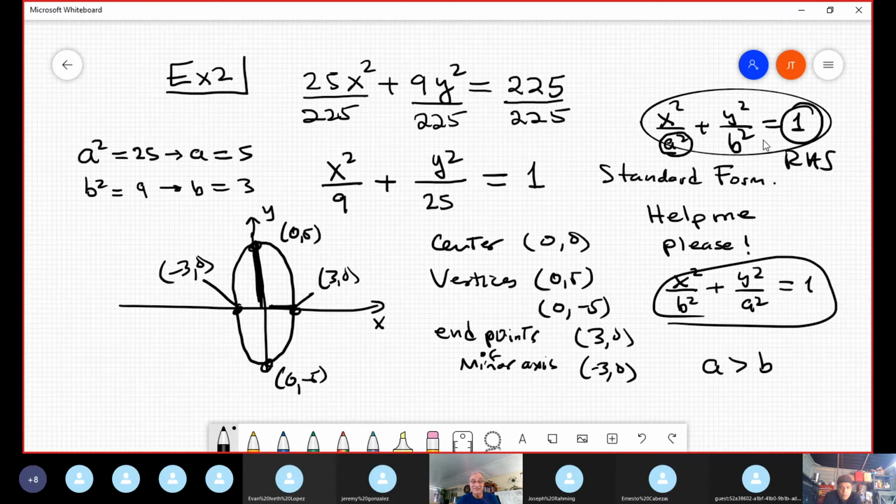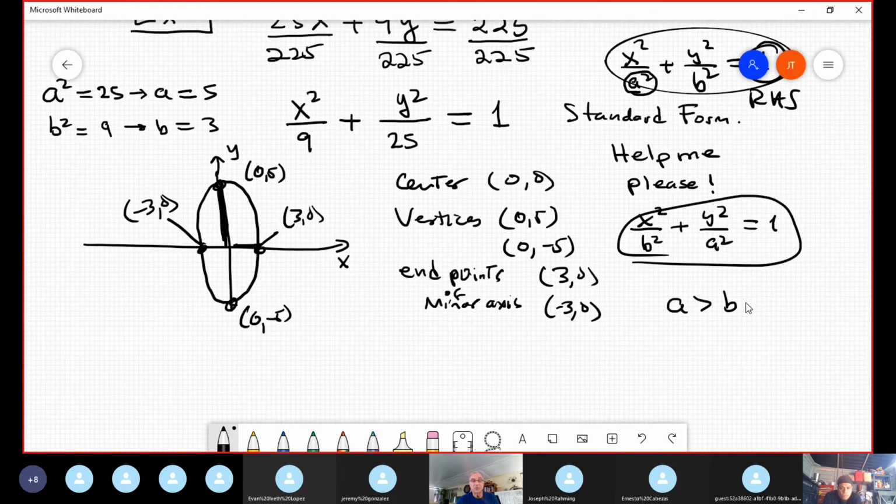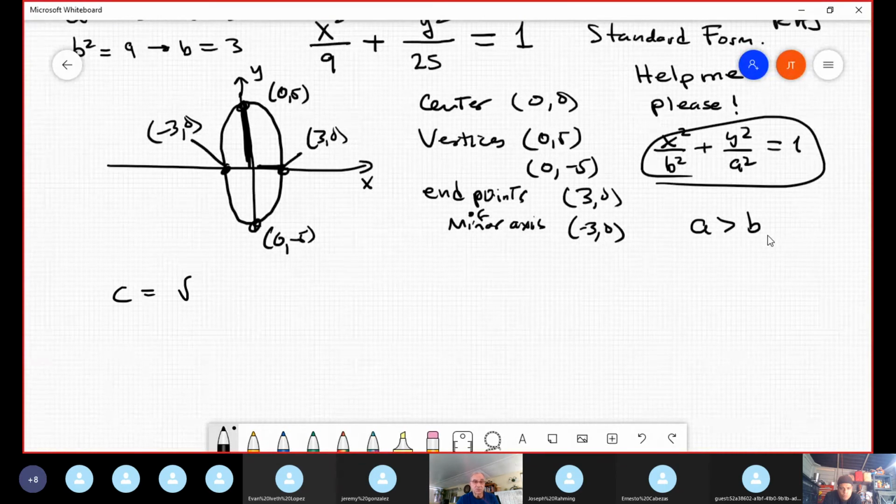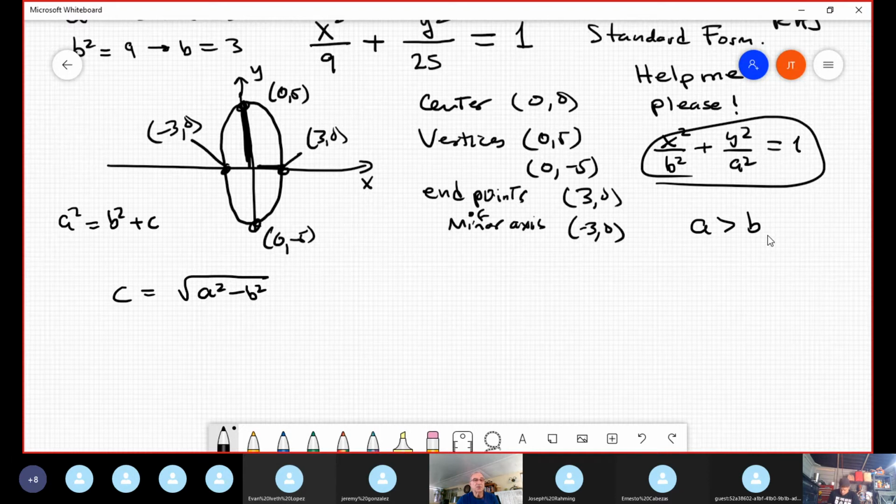I need to find C to plot the foci. Now remember the formula: C is equal to the square root of A squared minus B squared. When you isolate C, no? Actually the formula is A squared is equal to B squared plus C squared. This is one mnemonic device. You remember ABC.